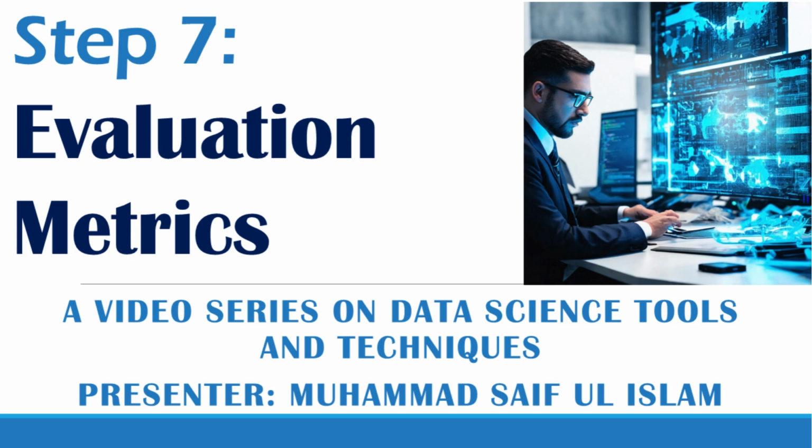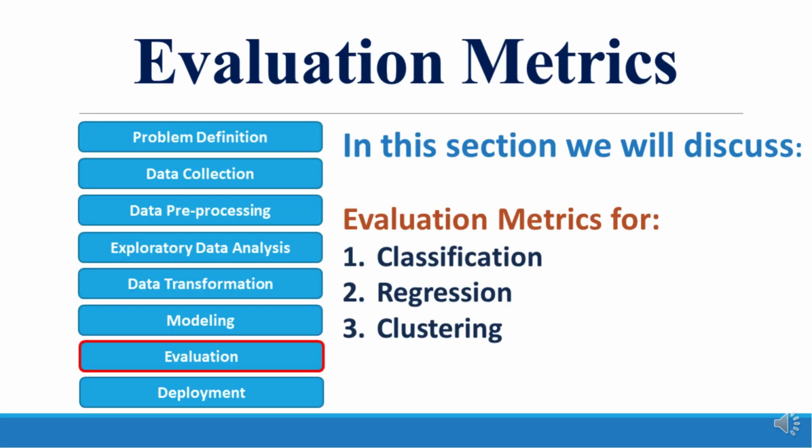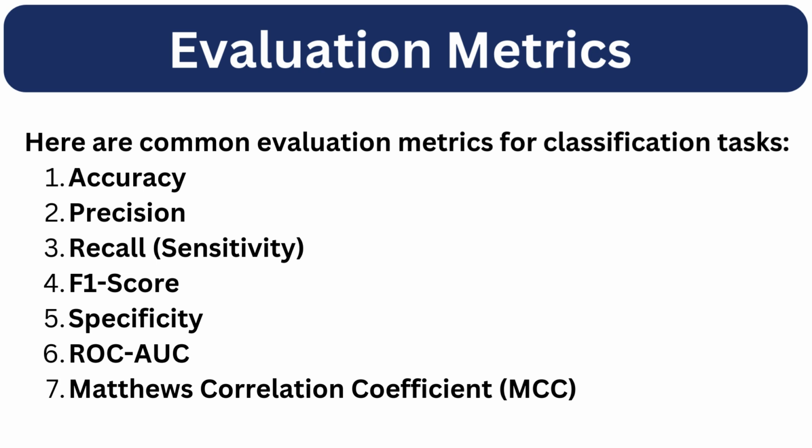In the previous lectures, we talked about machine learning models and their training. Model training is just the beginning. To truly understand how well your model is performing, evaluation metrics are the key. In today's video, we will explore evaluation metrics for both classification and regression tasks. In the coming lecture, we will talk about the evaluation metrics for clustering. Some common evaluation metrics for classification include accuracy, precision, recall, F1 score, specificity, ROC-AUC curves, and Matthews correlation coefficient.